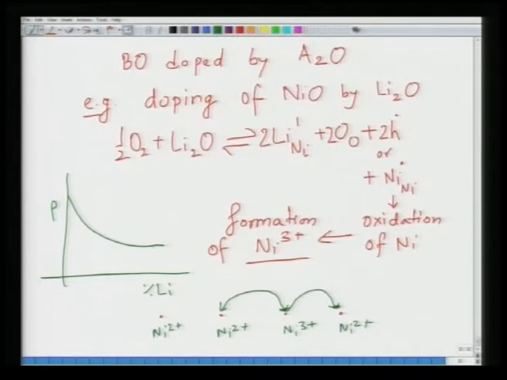Okay. So, this conductivity, resistivity goes down. The resistivity you can write in ohm centimeter, and this is because of this increase in the carriers which can move between the nickel sites. So, this is one example. You can have many examples.